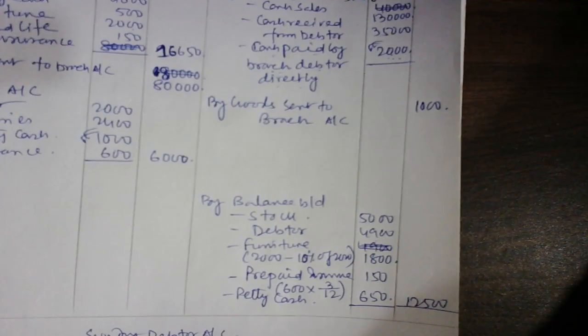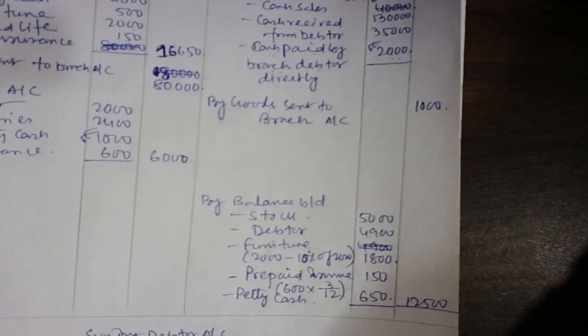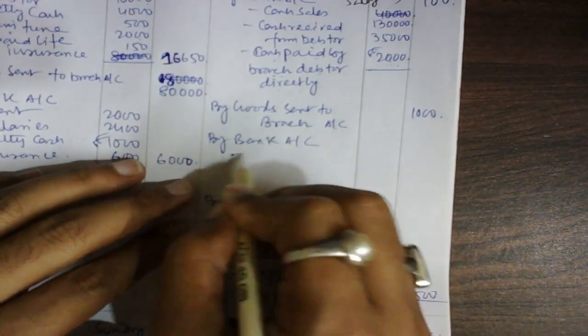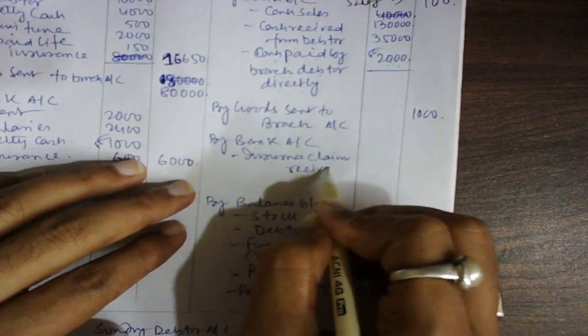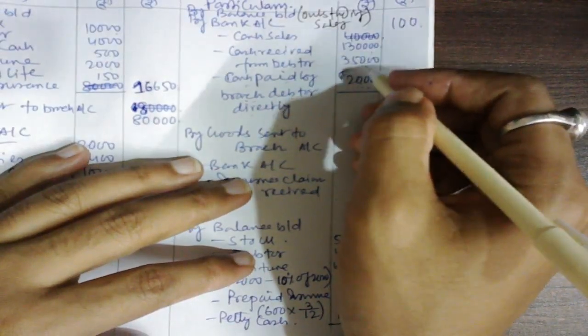Okay, and one more thing guys, I just missed out one piece of information. See here guys, goods costing 2000, okay, 1200 were destroyed on account of fire. So goods damaged 1200 only, but you received 1000 from the insurance company. So any amount received from the insurance company is a part of the income for the head office, correct? So it is nothing but income received by the head office. So you can write here by bank, and you can write insurance claim received also, 1,000 rupees, okay? That we need to write down here. So here 130, 165, 167.